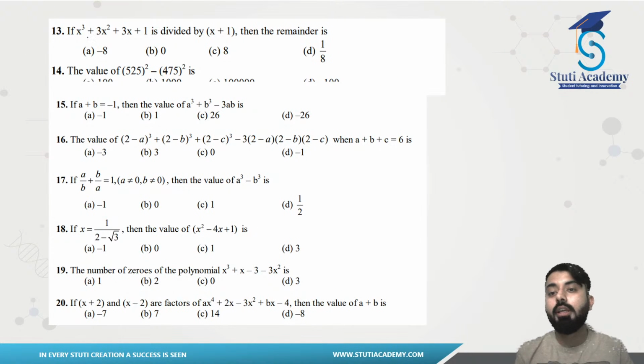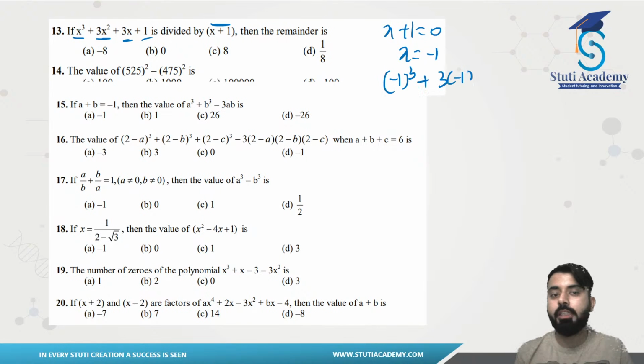It is this one. If x cube plus 3x square plus 3x plus 1 is divided by this one, then the remainder is what? You just have to use the remainder theorem. That will be quite easy. Just put x plus 1 equal to 0. X will be what? Negative 1. So this will be what? Negative 1 cube plus 3 into negative 1 square plus 3 into negative 1 plus 1.